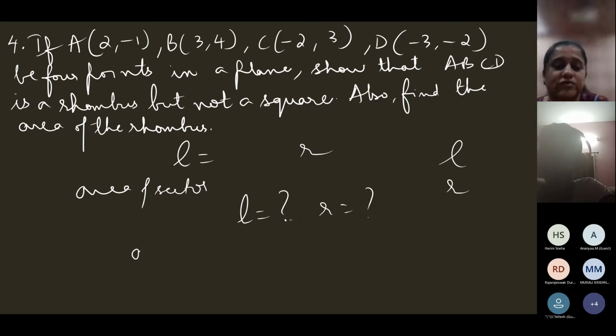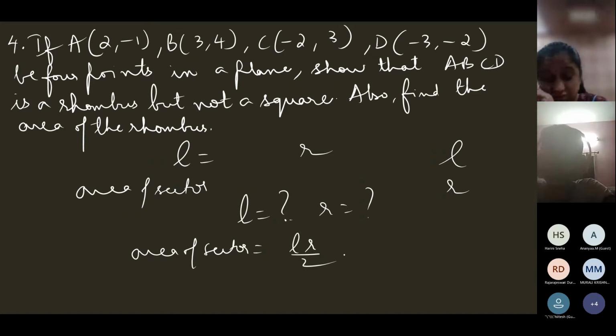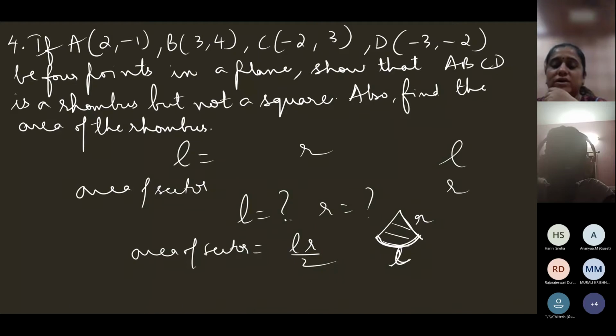Okay. So area of sector is equal to half LR, LR by 2 square units. This is a 1 mark question, and all this objective will be very useful. If you're given the length of arc L and the radius of the sector, area of the sector will be LR by 2. Length of arc into radius divided by 2.